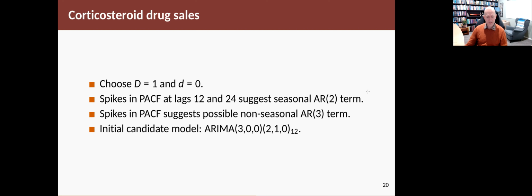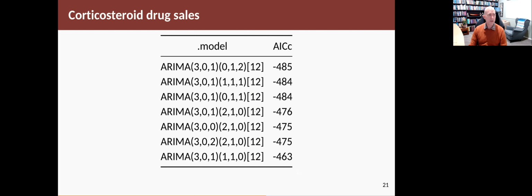Okay, what are we going to do with that? So we'll now fit that model along with a whole lot of variations of the model to see what works. So here's some of the variations we've tried. There's the model that I was guessing from those plots. And here's some of the other variations. I'm just changing the numbers by 1 or so to make relatively simple models. You can see the best of these is actually (3,0,1)(0,1,2).